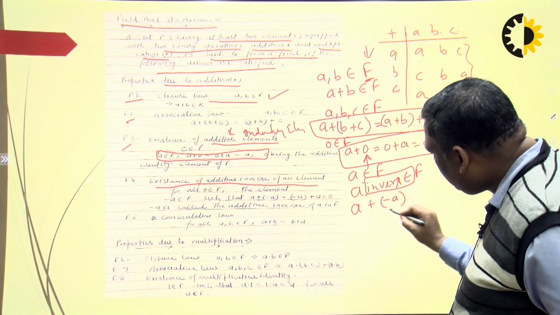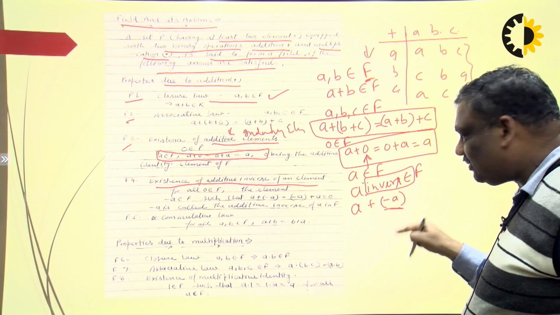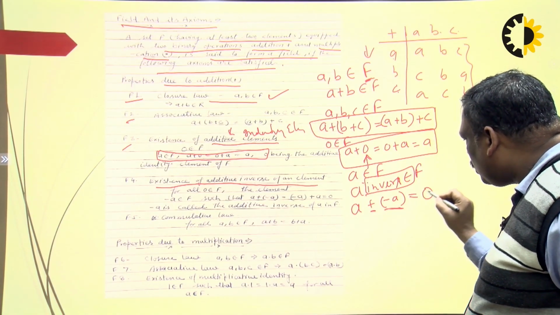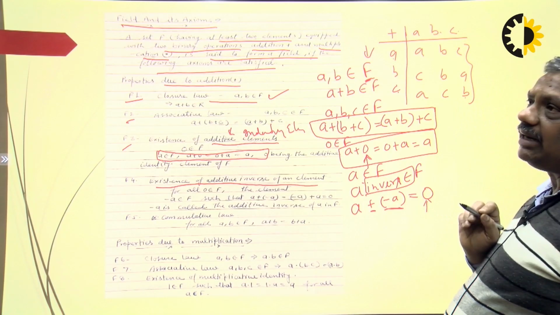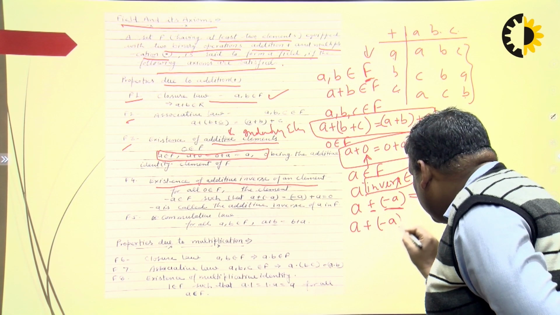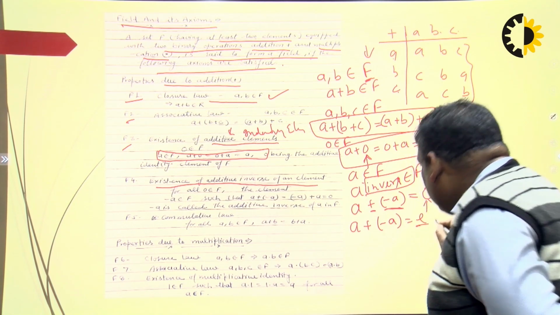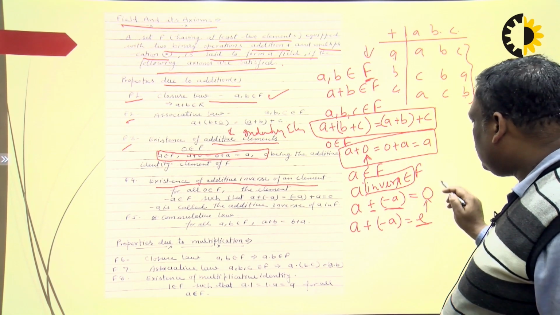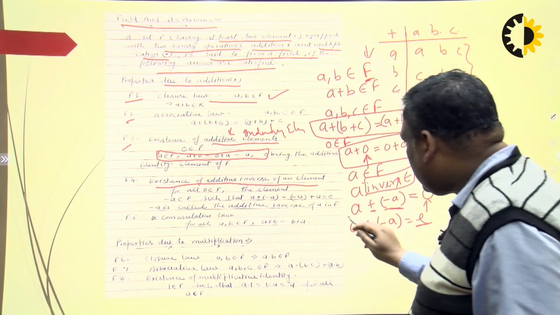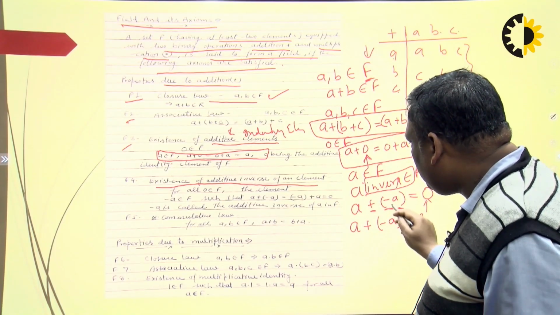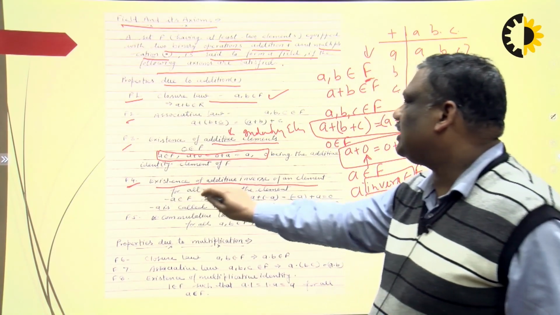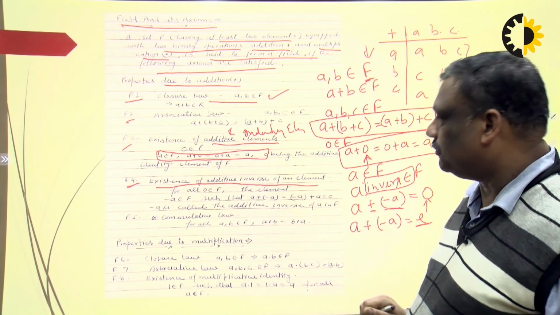A has a minus A as an inverse element with respect to the addition operation, and that is equivalent to 0, and that 0 is the identity element. Suppose that A plus minus A equals E, and E is the identity element. So we can easily see that if A belongs to F, then minus A also belongs to F. That is known as the fourth property, existence of additive inverse.